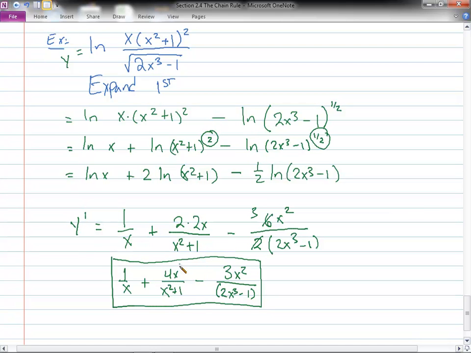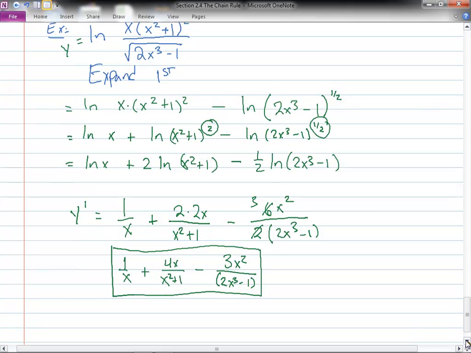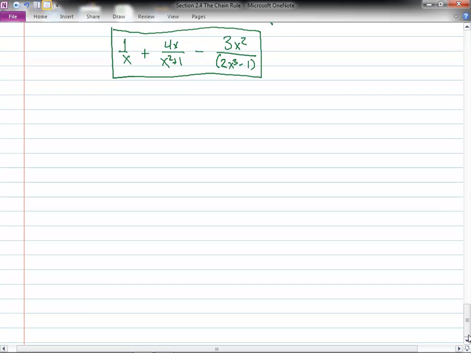And that is a whole lot easier, a whole lot less work than it would have been to try to take the derivative of what's inside there and then simplify it after you're done. Is that good news? That's good news. Yes. Okay, last thing. Any questions about that one before I move on?